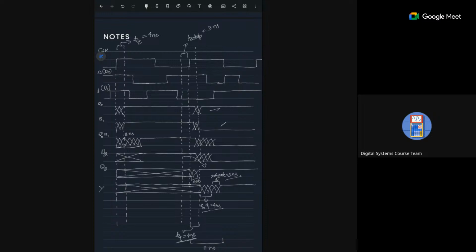Actually, we have not checked the answer. This TCQ clock. Oh, nanosecond.